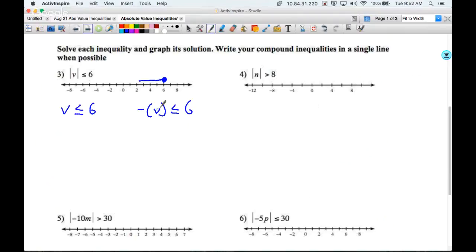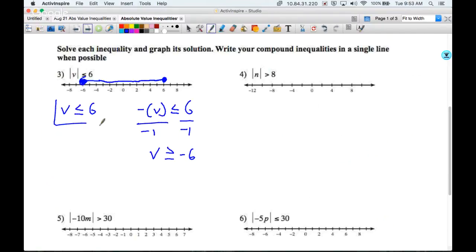Now it's time to see what this one is up to. To get rid of that negative, I'm going to divide both sides by -1. V is now greater than or equal to -6. Greater than or equal to because the sign flipped because we divided by a negative number. So I go to -6, put a point. Fill it in because of the or equal to, arrow coming to the right. Now I can tell my two lines are going to connect. I can go ahead and join them up.